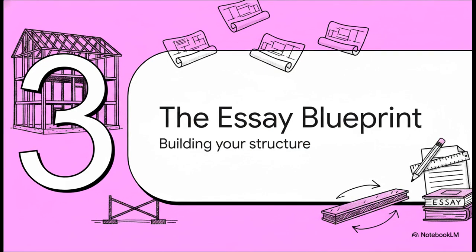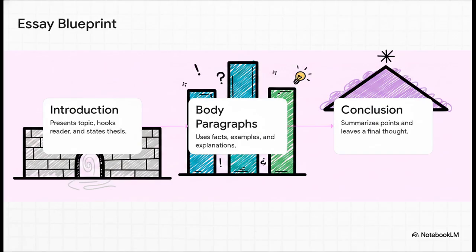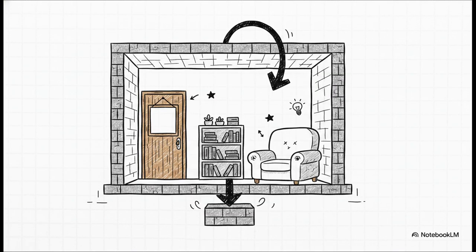Section 3. The Essay Blueprint. Okay, so just like a building needs a solid foundation, sturdy walls, and a protective roof, your essay stacks up perfectly in 3 clear steps. Step 1 is your introduction. Think of this as your foundation. It hooks the reader, welcomes them right in the front door, and clearly states your thesis, which is the main point of your whole essay. Step 2, your body paragraphs. These are the walls holding everything up. Each paragraph covers one main idea that supports your thesis, using facts, examples, and explanations to make it really strong. And finally, step 3 is your conclusion. This is the roof. It neatly summarizes the key points you've just built and leaves the reader with a final, lasting thought. So, let's zoom in on those walls for a second.